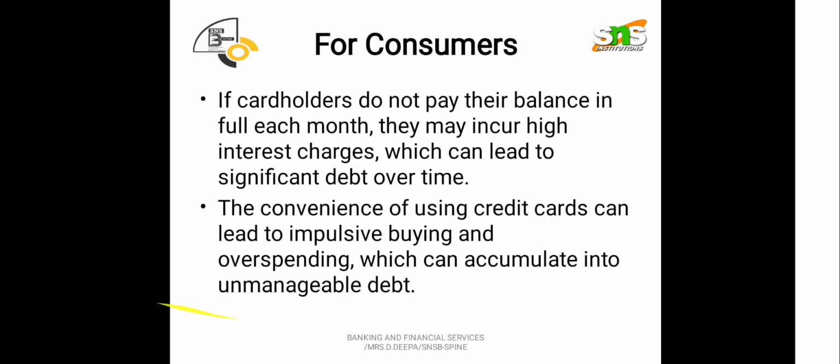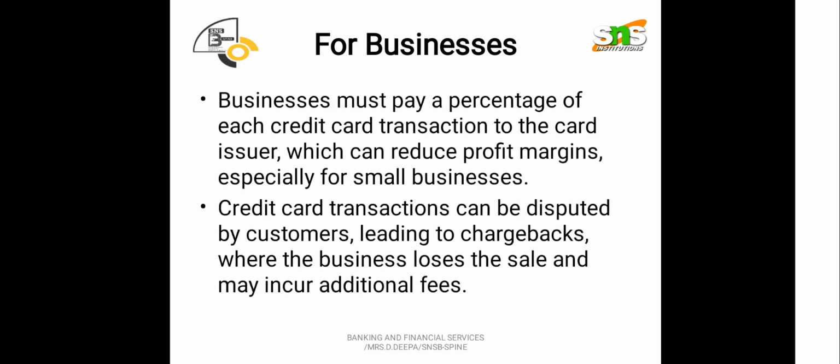Disadvantages for consumers: if card holders do not pay their balance in full each month, by the predetermined date mentioned right there, high interest charges will be made on the consumer. It can also lead to impulsive buying and overspending. At times, this card leads to too much purchasing. Overspending is one negative part of this.